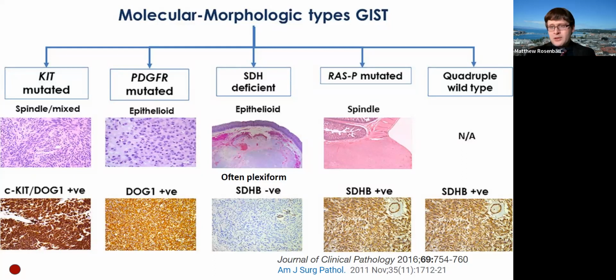And failing that, especially with a spindle cell one, you could always get a smooth muscle actin or a desmin, which should be strongly positive in smooth muscle tumors, but negative in GIST. Yeah, that's a great point.